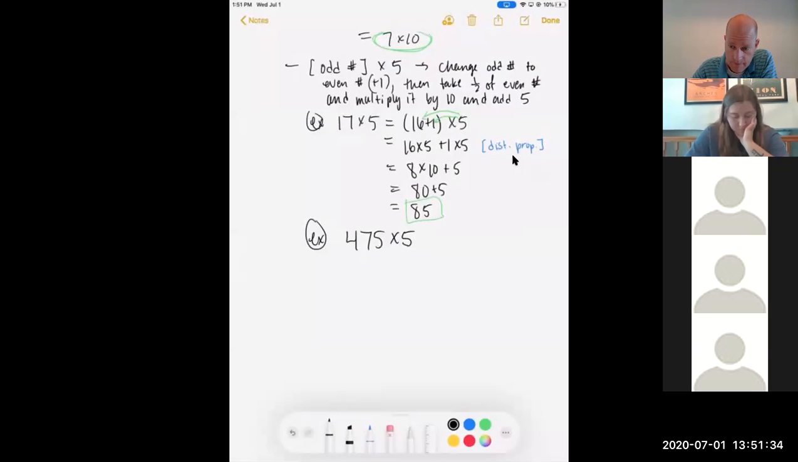Okay, so I changed 475 to 474. And so I did 474 plus 1 in parentheses and then times 5 outside of the parentheses. Okay, so then I did 474 times 5 plus 5 times 1. Does the distributive property help you do that? Yes. Great. And then I halved 474, which is 237.